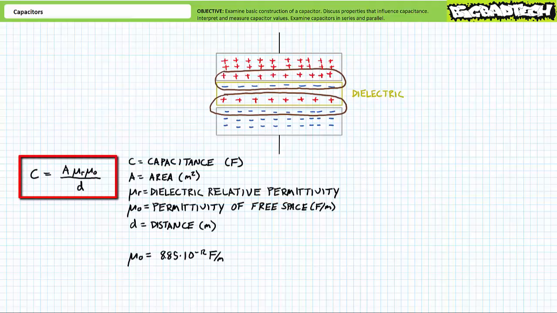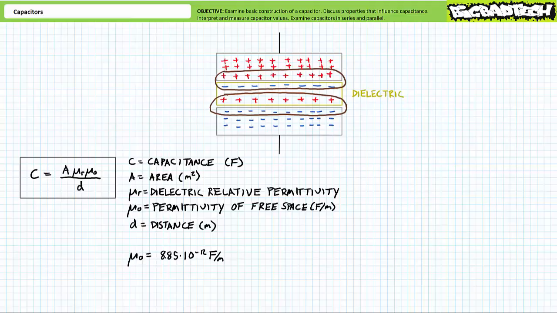A capacitor's capacitance value in units of farads, F, is equal to the functional area of the conductive plates, A, in units of meters squared, times the relative permittivity of the dielectric in question, ε_r, a dimensionless constant, times the permittivity of free space, ε_0, in units of farads per meter, divided by the distance between the plates, d, in units of meters. In terms of units, it makes sense. Meters squared times farads per meter divided by meters equals our resultant capacitance in units of farads.